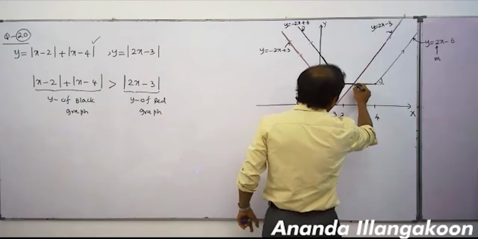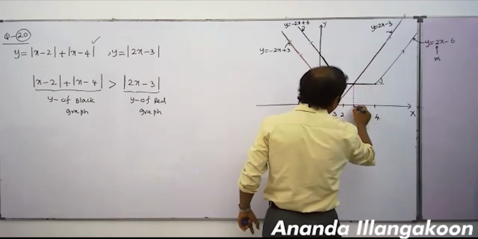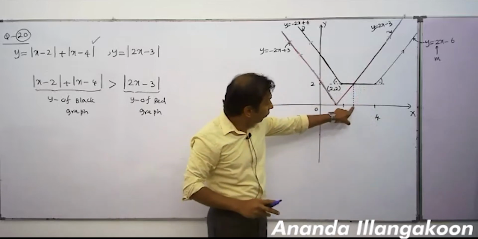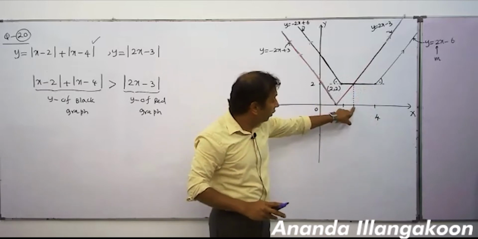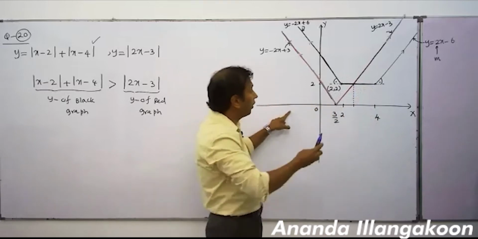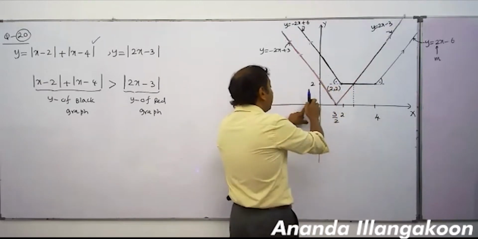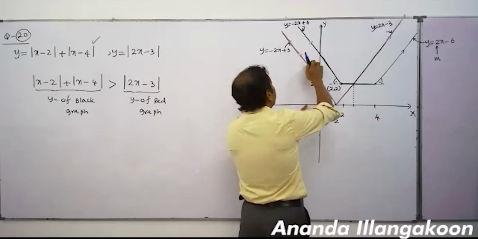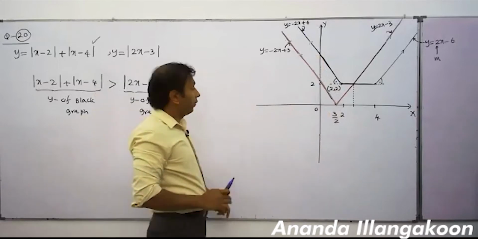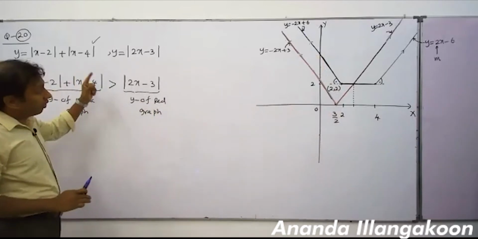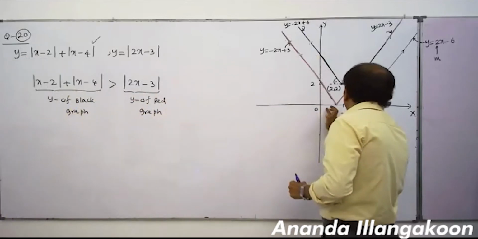For all values here, if we find this x value, on the left of all x values, all the x values to the left of this point, what can you say? The height to the black one is greater than the red one, right? When you consider any point here, the height to red is this, the height to black is this. Black height is greater. So the black graph is above the red graph on the interval of x less than this x value. This x value we have to find now.